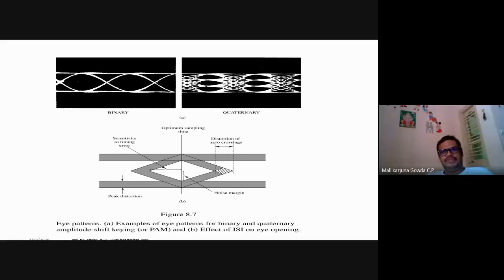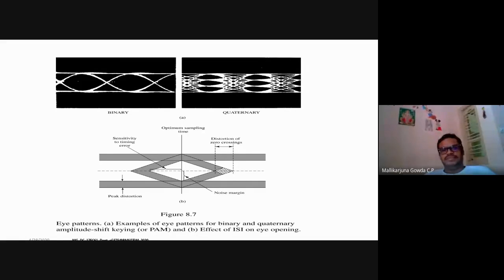So I will give information about this eye pattern, what it is, right? Just have a look at this diagram. What are all the things written here? See, this is the eye opening, right? I'm moving the cursor. This is the eye opening. From this point to this point, we call it sensitivity to timing error. And at the center, this is the optimum sampling time. This point is the optimum sampling time.